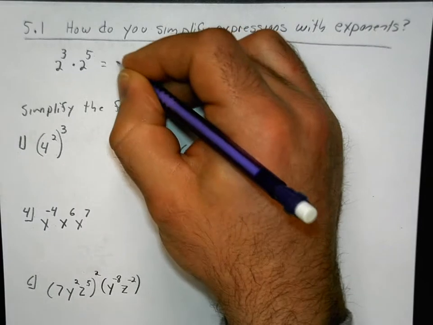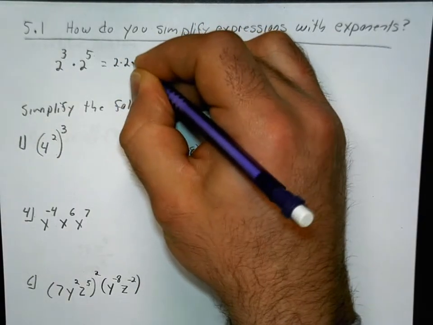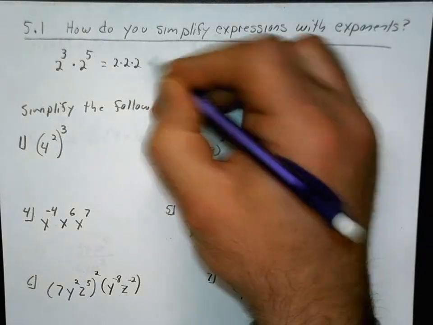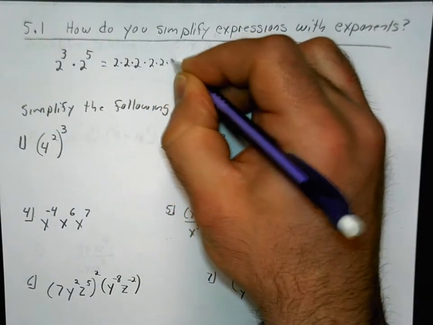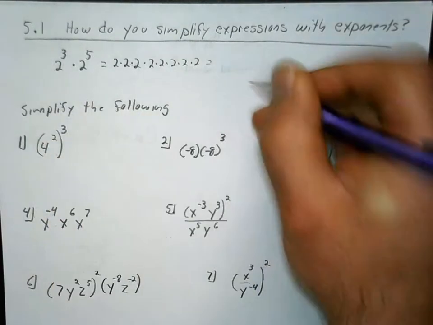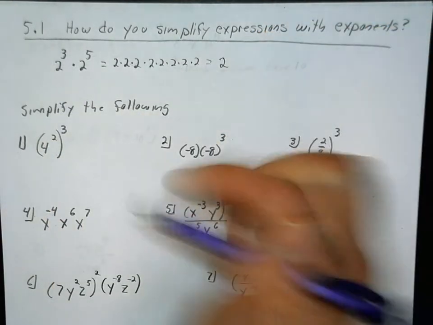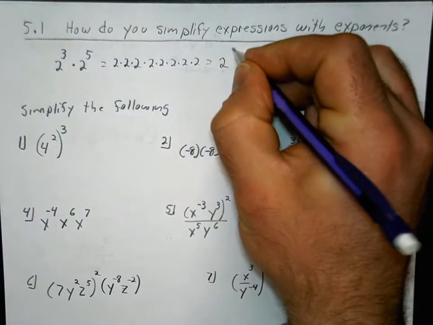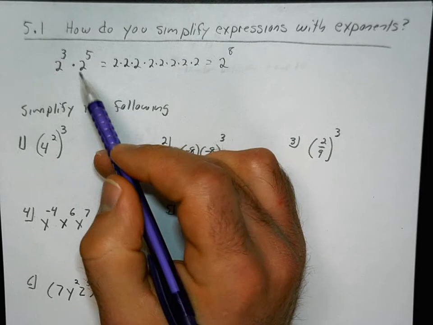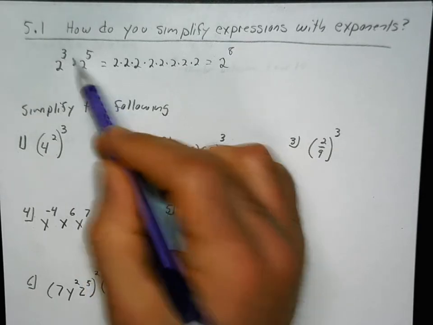2 cubed could be written as 2 times 2 times 2. 2 to the 5th is 5 2's. So the way this could be written is then 2 to what power? Well, we have how many 2's there? We have 8. So what would have been the shortcut for simplifying this down? It would just be to add the exponents.